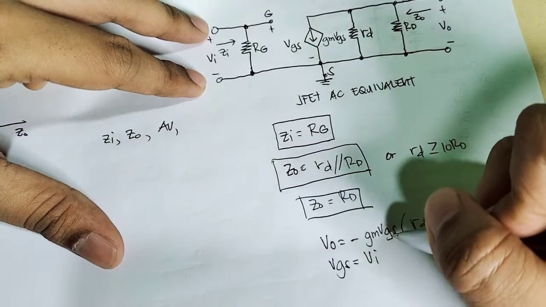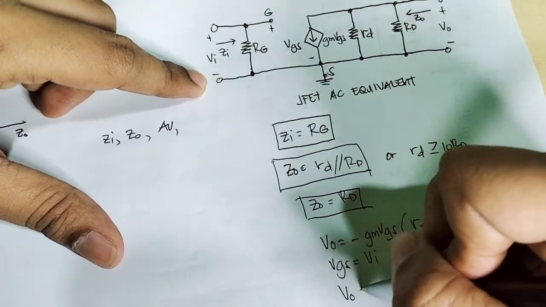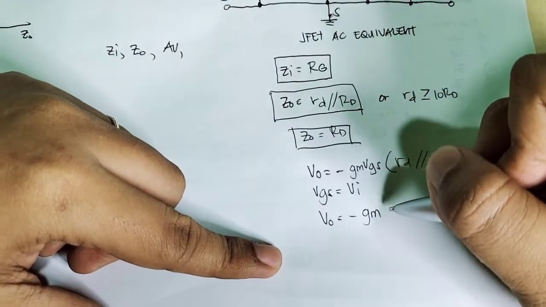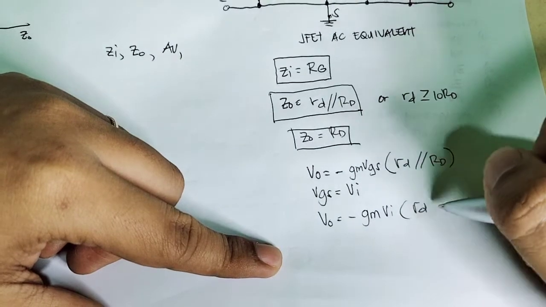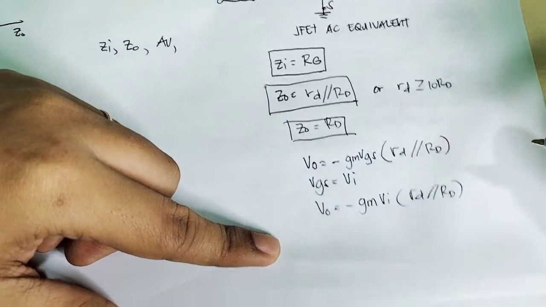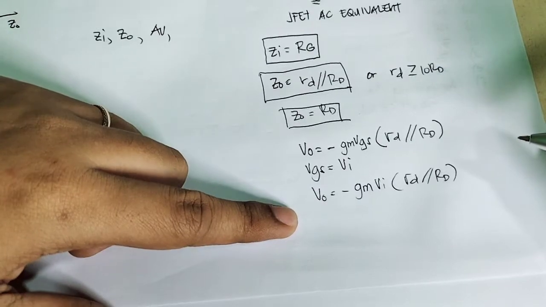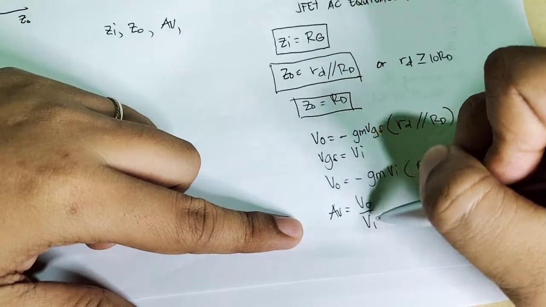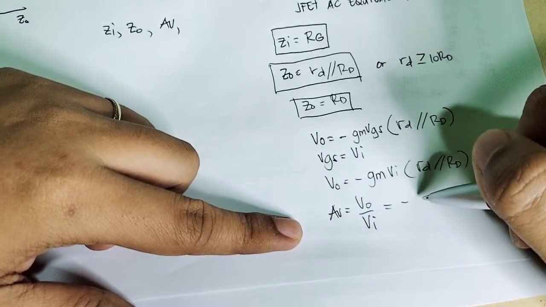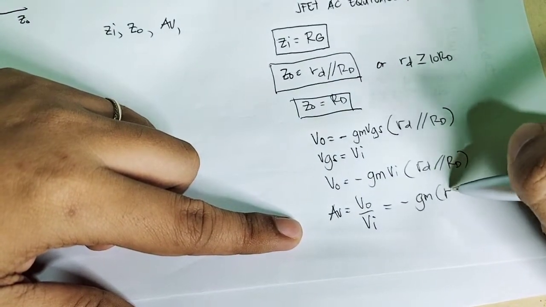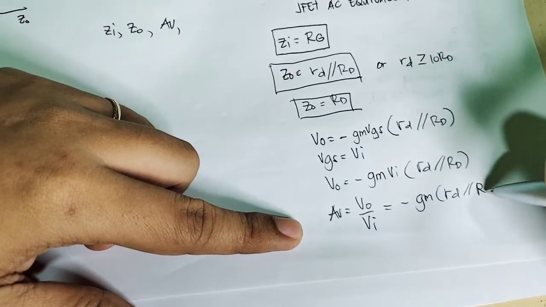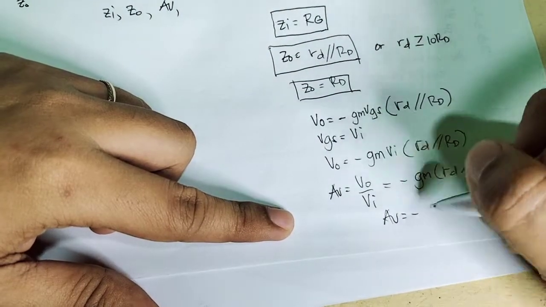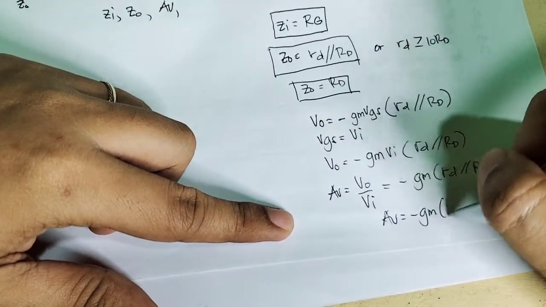So substitute this one to this equation. V out is equal to negative gm V_i times r_d parallel with capital R_D. Since the voltage gain is just equal to V out over V_i, A_v is equal to V out over V_i, equal to negative gm (r_d parallel R_D). As you can see, this is the voltage gain of a fixed bias JFET configuration.